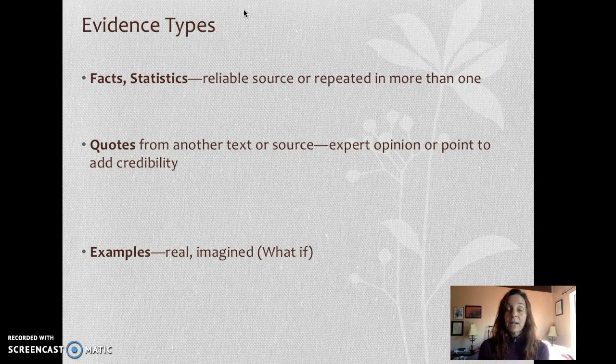So evidence can be facts or stats. You might find some of those in the book that you want to use as your source for supporting your claims. It could be quotes from the book, and these are just generally for any essay. These are the types of evidence, but expert opinion or a point to add credibility is fine. Examples, you're going to use these for the essay for your own examples, and also examples from the text, which are actually quotes. So the examples, real or imagined, what that means is the real is like a real example from your life. The what if or imagined is like a hypothetical example to kind of make a point. And so those are all different evidence types that can be used.